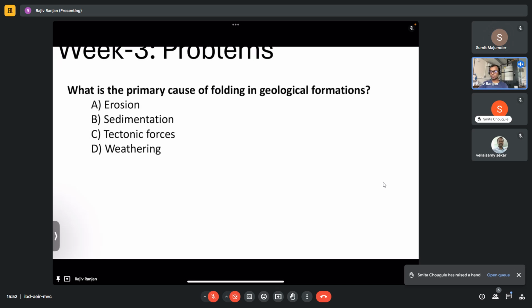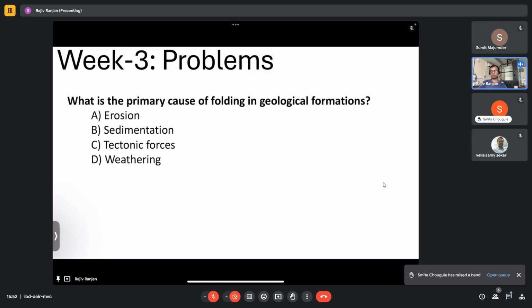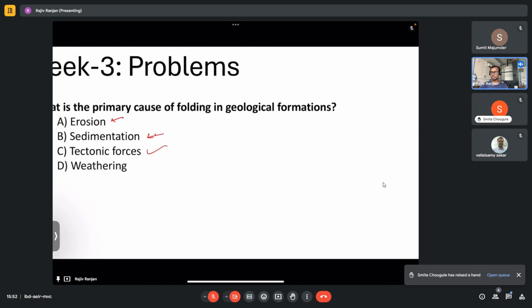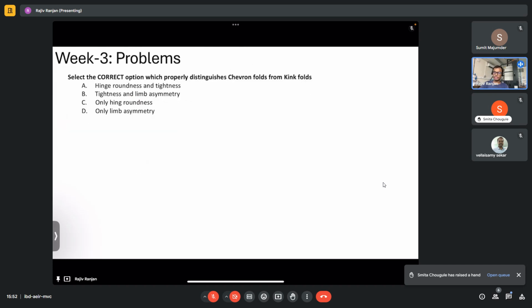What is the primary cause of folding in geological formation? Again, the same question. Tectonic forces. Correct. We have seen weathering does not cause folds to form. Sedimentation is not a cause of folds. Erosion does not lead to any fold.